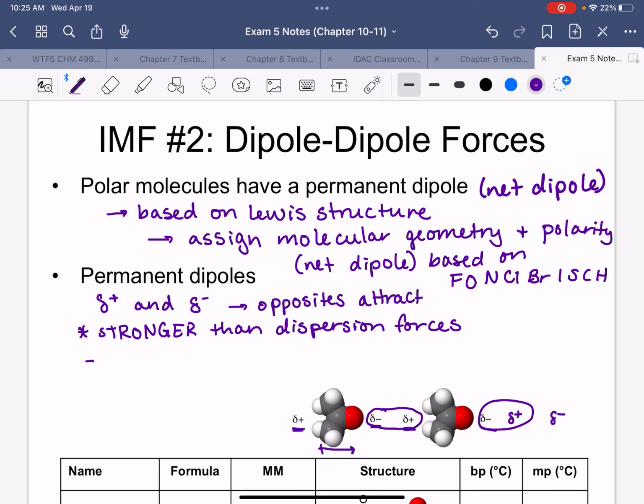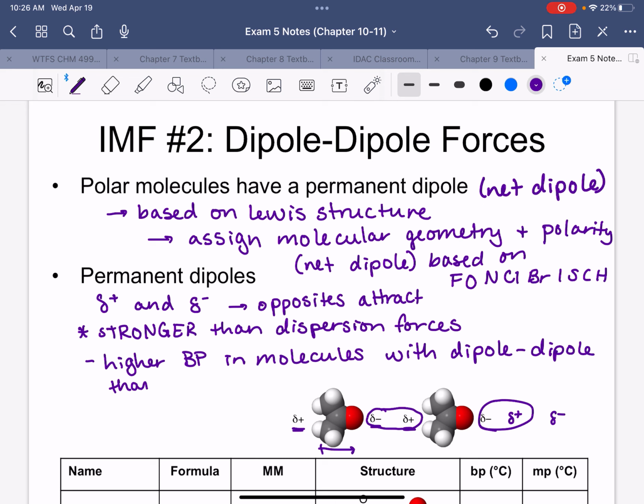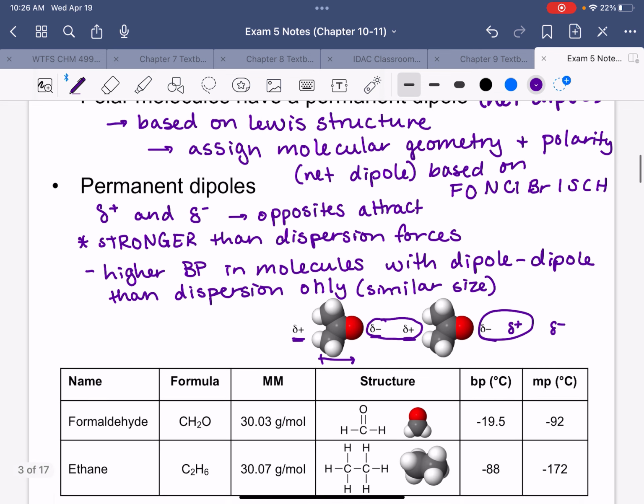And so if you have a molecule that has a net dipole, then you will have a higher boiling point in molecules with dipole-dipole forces than with dispersion only. But they have to be really similar in size, because otherwise it doesn't work. Otherwise the size kind of competes with the dipole-dipole attraction. So we're always going to be comparing molecules with similar size to kind of simplify our conversation.